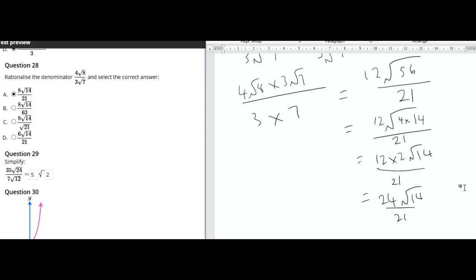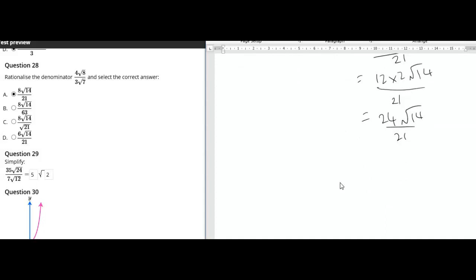And then we've got the highest common factor of 24 and 21. So we're just going to simplify that. 3 goes into 24 8 times, and 3 goes into 21 7 times. I think I just found an error with that question. I might just have to double check. Let me just double check on my calculator.